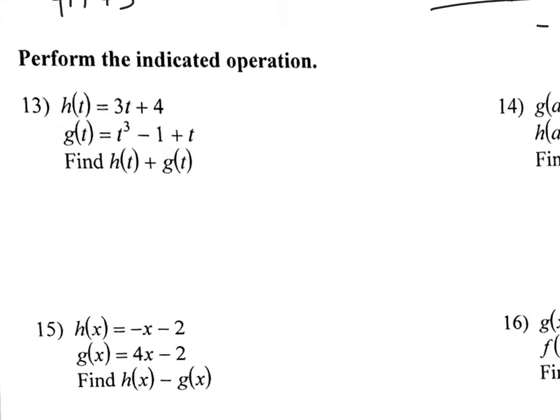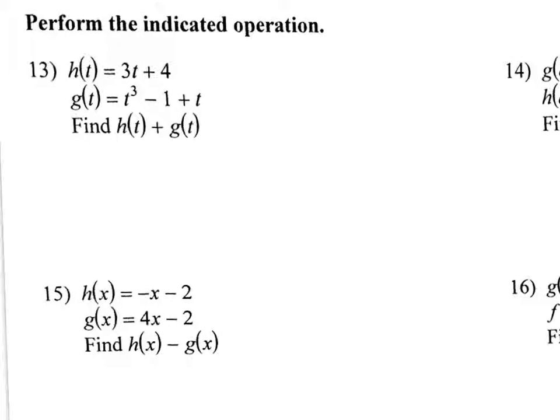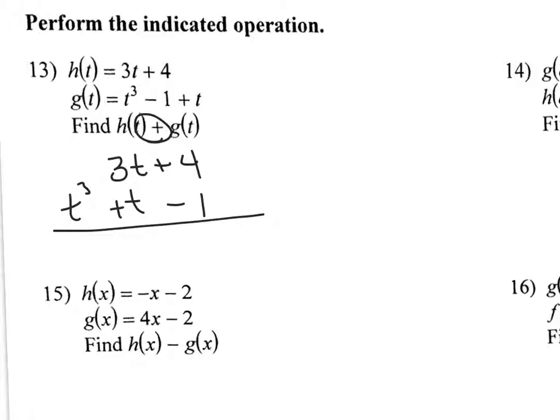I got this. Okay. So here, remember, it's just notation. They're telling you to add these two guys, so we're going to add them. Just line them up. So 3t plus 4, and t cubed, I'll put here, minus 1 plus t. Just lining them up so they're with their like terms. You, of course, don't have to do that. You can just add them in your head, I guess.